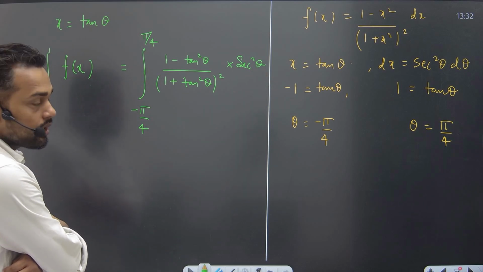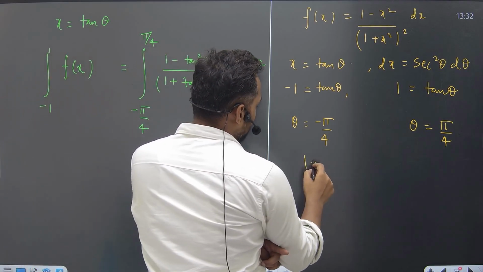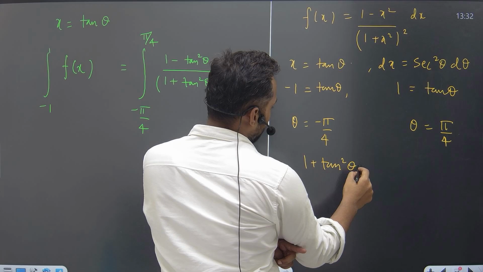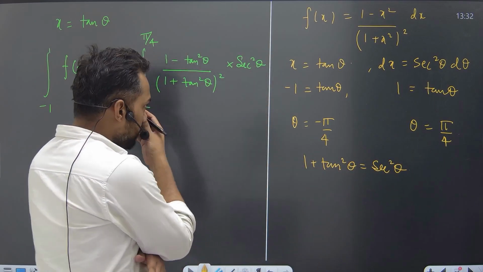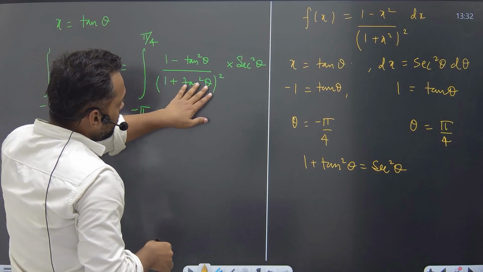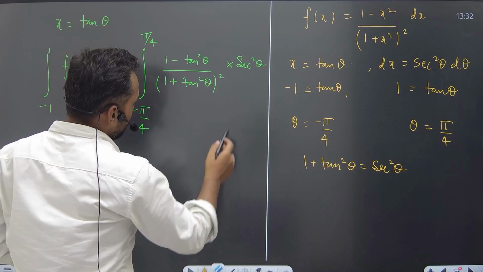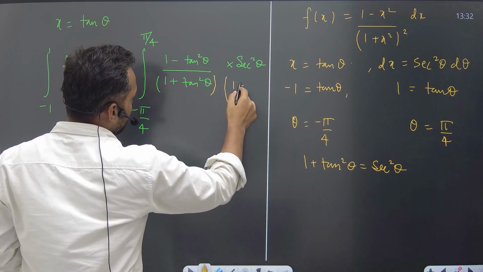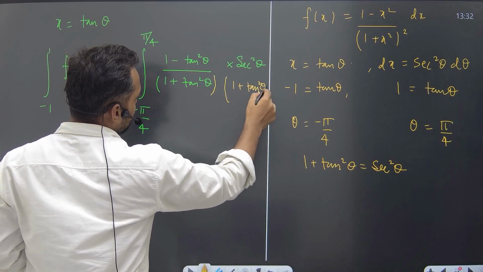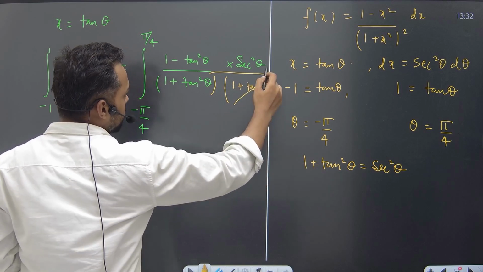Now we also know that 1 plus tan square theta is given by sec square theta. This is a very common identity. So here 1 plus tan square theta, the whole square, is written. So we can write it as (1 plus tan square theta) times (1 plus tan square theta), so this will be sec square theta. It is the identity. This and this got cancelled.